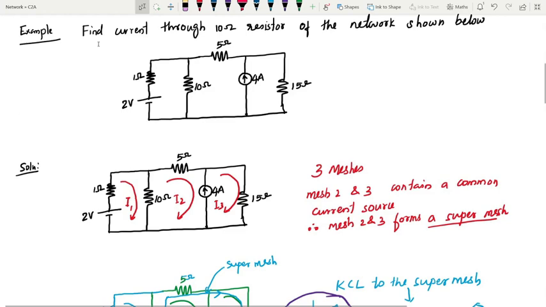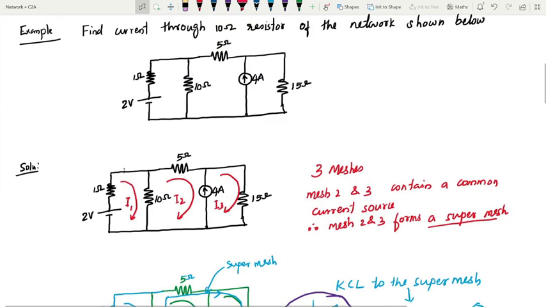Here the question is, find the current through the 10 ohm resistor of the network shown below. Here, how many meshes are there? This is one mesh, this is another mesh, and this is another mesh. So totally 3 meshes are there. But there is a common current source having a value of 4 ampere, which is common to both mesh 2 and mesh 3. Mesh 2 and mesh 3 contain a common current source having a value of 4 ampere. So mesh 2 and mesh 3 form a super mesh.